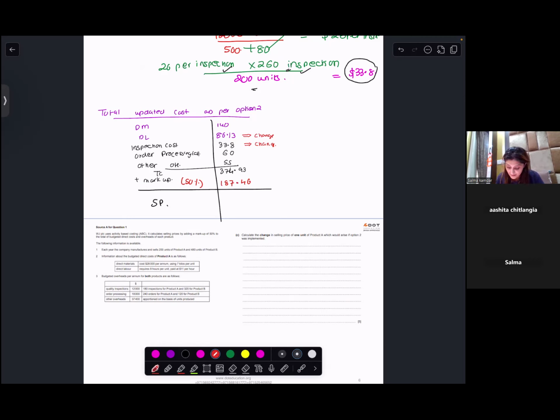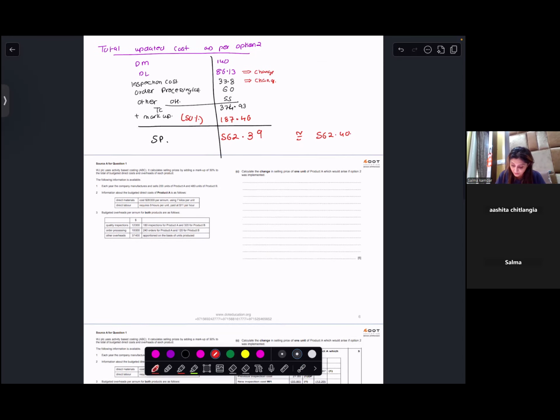Okay. So now this is going to become how much? Then the selling price is 562.39. So it is going to be approximately 562.40. Okay. So this is the selling price as per option 2.